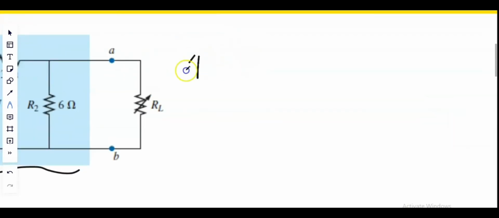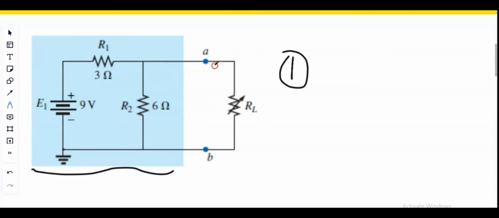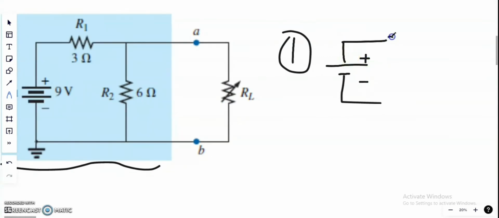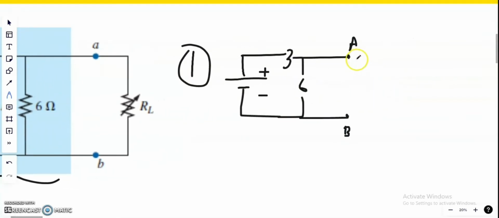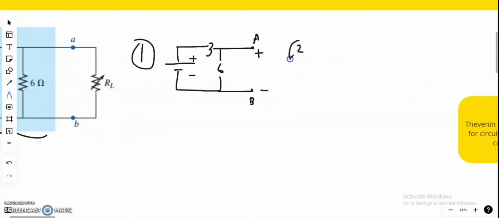Right then, to use Thevenin's theorem, we need to follow some steps. Step 1, remove the load resistor. So we keep an open connection between A and B, and the circuit would look something like this. So there is an open connection between A and B. Step 2, find the Thevenin resistance.